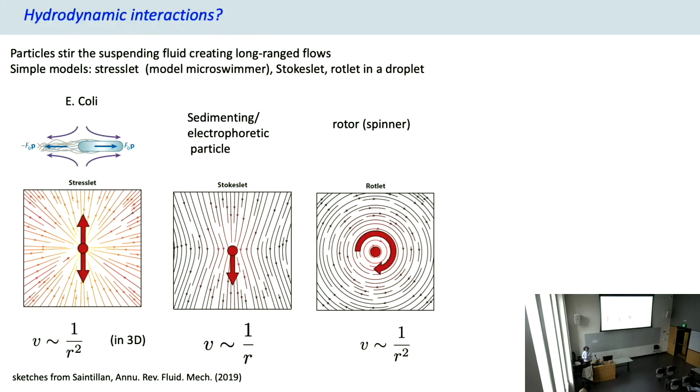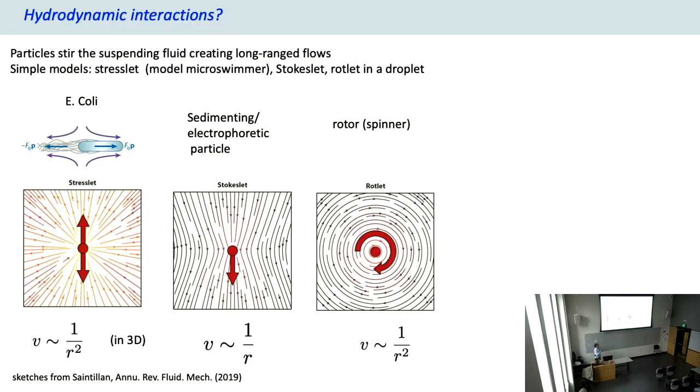So why does fluid dynamics matter? How many of you are familiar with creeping flow, zero Reynolds number flow? Few of you. Okay, so then you know that at zero Reynolds number, when inertia is negligible, the motion of particles generates very long-ranged fluid flows. If you have a point force, for example a particle that is sedimenting, this is the Stokeslet. You have a flow which decays as one over the distance.